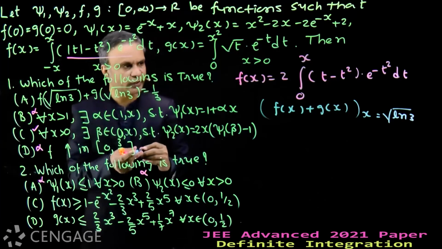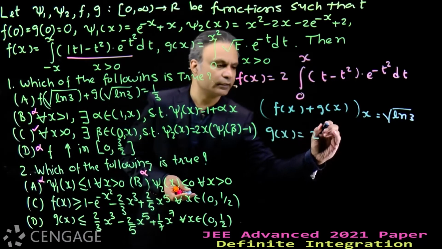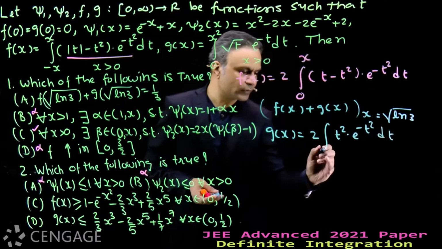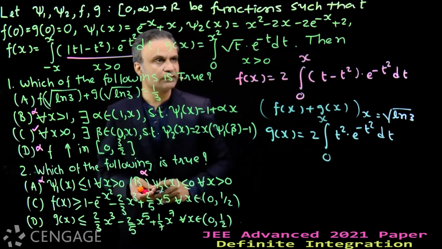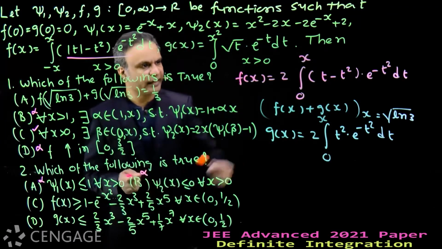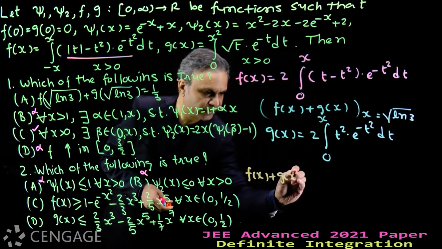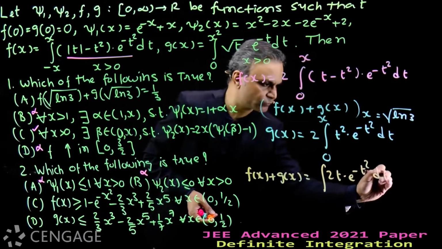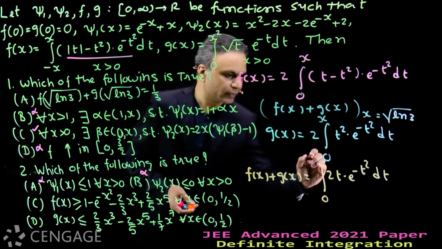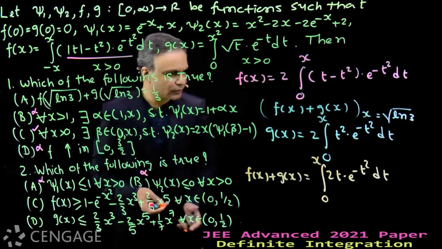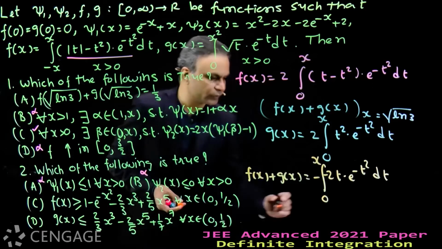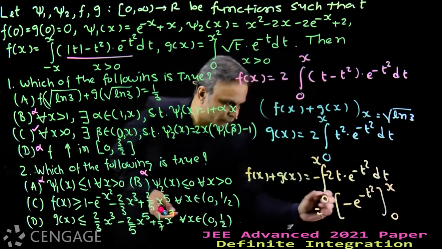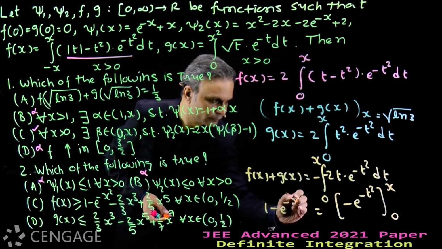In this, replacing t with t square, we find g(x) is equal to 2 multiplied by integration of t square into e power minus t square, having lower limit 0 and upper limit x. Now we add f(x) and g(x), we get f(x) plus g(x) is equal to the integration of 2t into e power minus t square, having lower limit 0 and upper limit x. Next we can integrate this. Derivative of minus t square is minus 2t, so integration will be minus e power minus t square, having limits 0 and x, and from this we find this is equal to 1 minus e power minus x square.